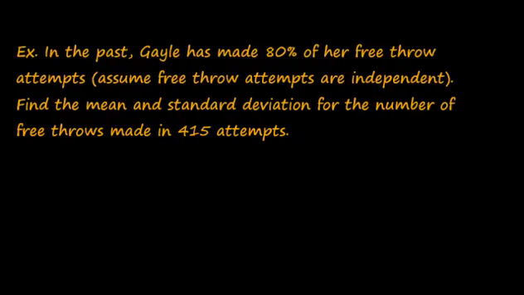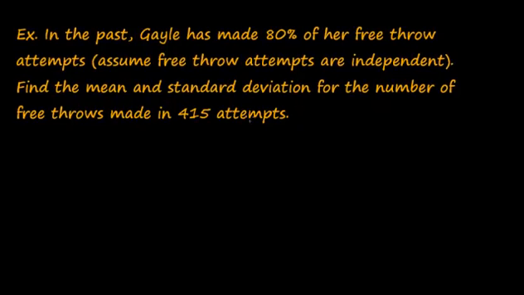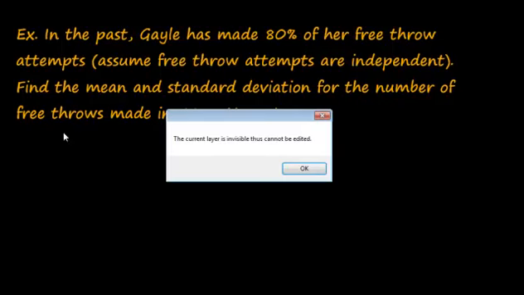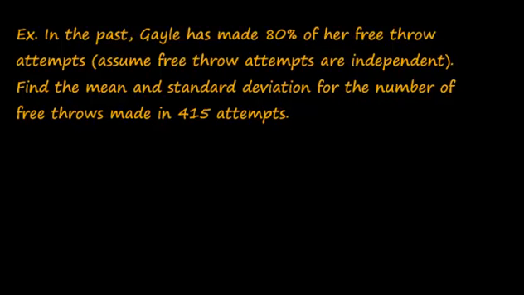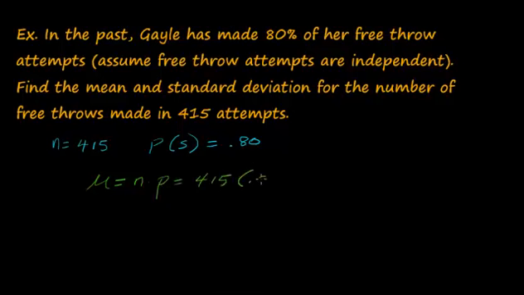Okay. So we want to find the mean and the standard deviation for this procedure, if the number of free throws, the number of trials, is 415. So N is equal to 415, and her probability of success in the past was 0.8, 80%. Okay, so the mean is equal to the number of trials times the probability of success, so 415 times 0.80, and that comes out to exactly 332.